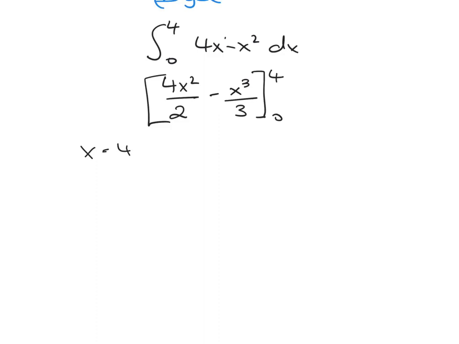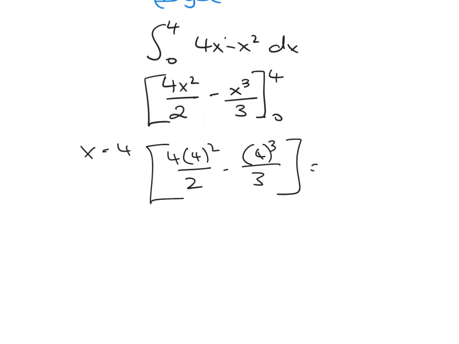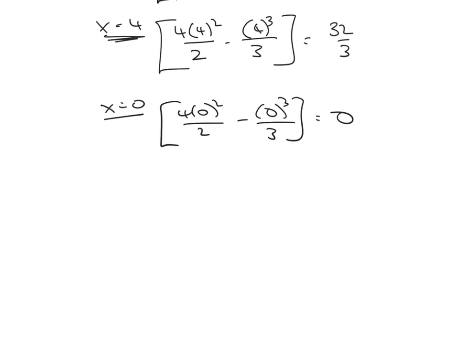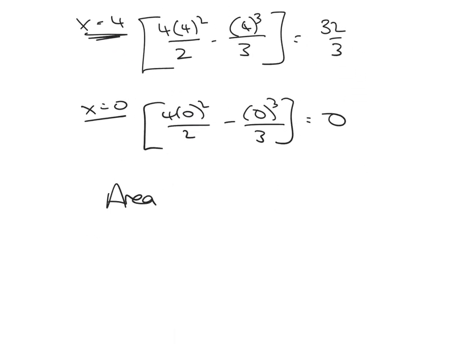I could simplify down the 4x squared over 2, but since I'm going to pop it into my calculator anyway, it doesn't entirely matter. I'm going to replace all the x values with a 4 and put that into my calculator. I'll get 32 over 3. If I do the same for 0, replacing the x with a 0, I'll get 0. My area is then going to be the first value, which is 32 over 3, minus the second value, which is 0. And my answer for the area between these two curves is 32 over 3 square units.